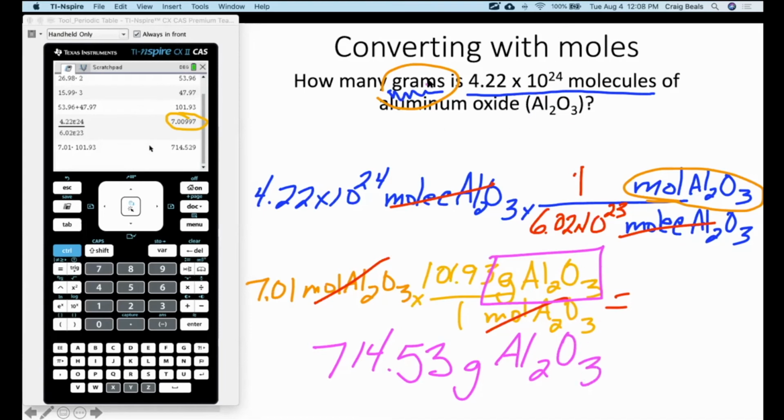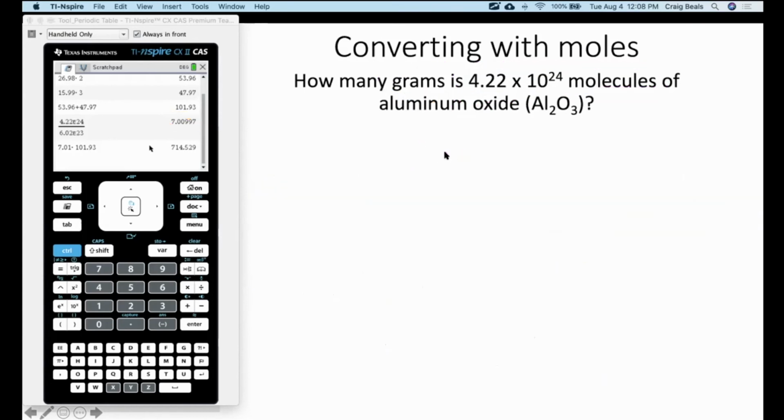We just figured out how many grams I would have to measure out on my balance, how much aluminum oxide I would have to set on my balance to have this many molecules of aluminum oxide, which means now you can see that we can start to actually measure the number of molecules of something using a balance, which we tend to have in the chemistry lab. So that tells me we're at the point where you can try something.